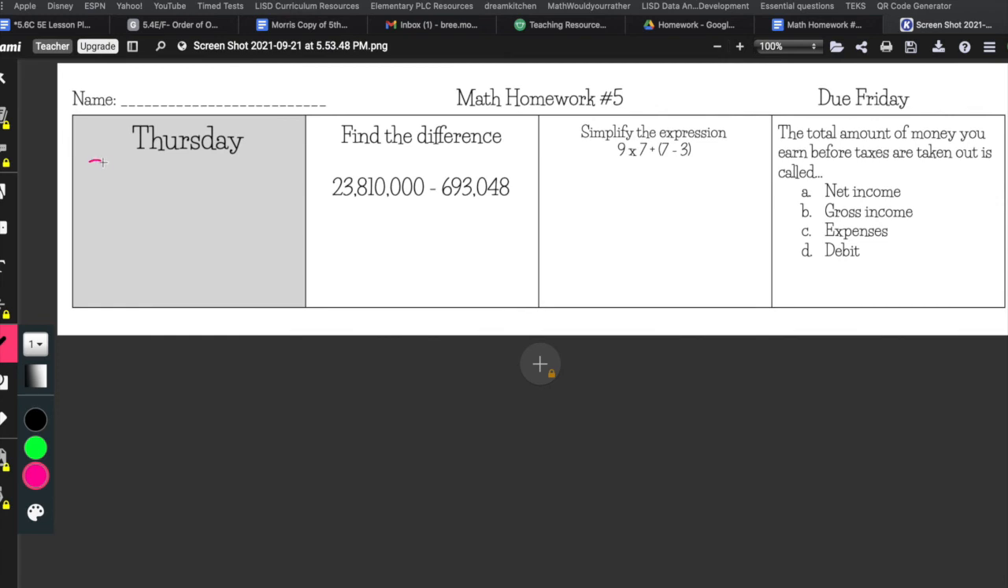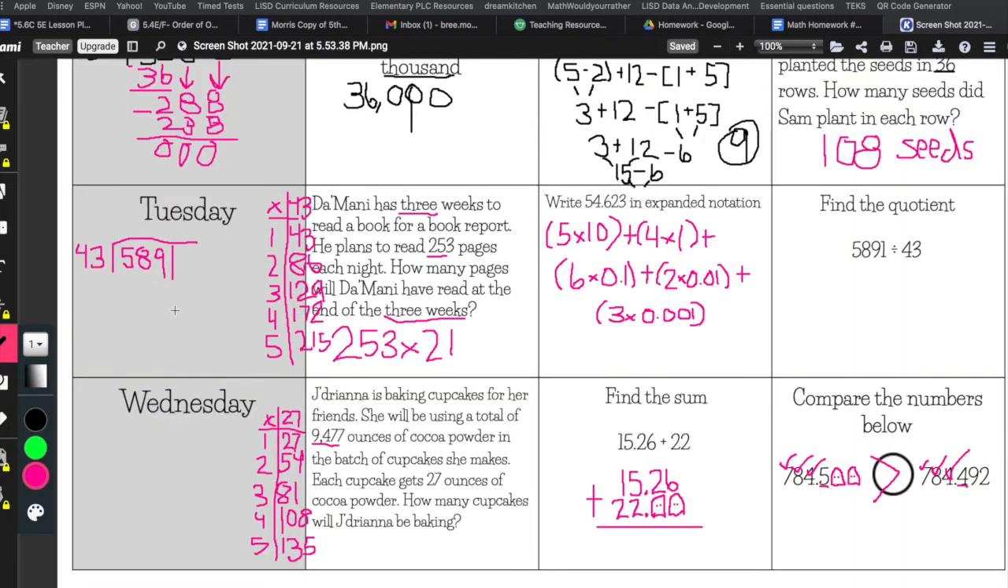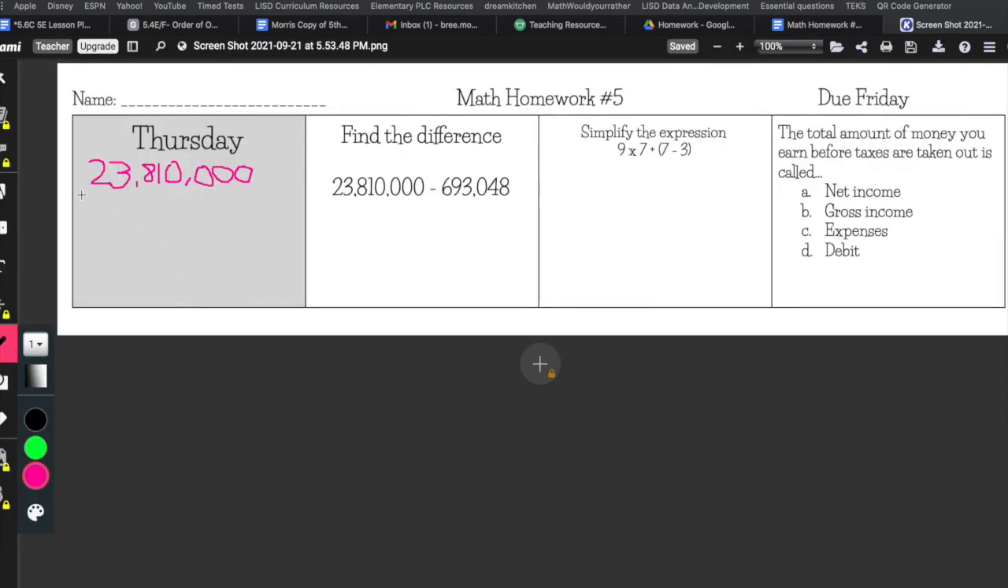So we have 23 million 810,000 minus, no. Okay, I'm going to try and not do that anymore. Minus 693,048.